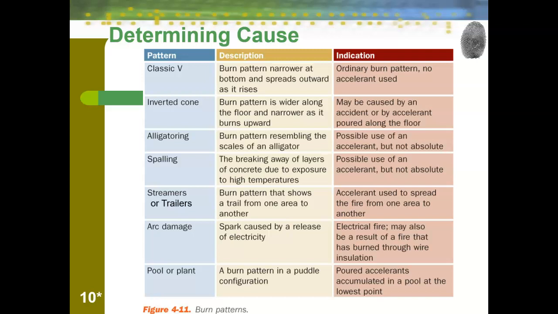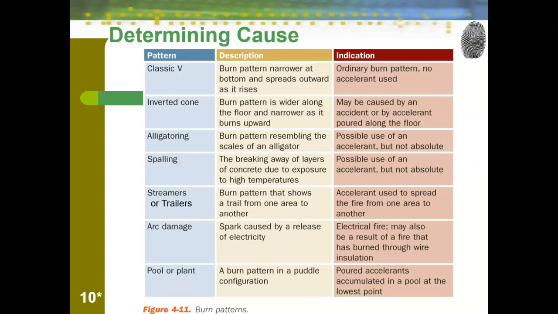Meanwhile, an inverted cone is essentially an upside down classic V, where the burn pattern is wider along the floor and narrow as it burns upward. Now this can be caused by an accident. It does not have to mean an accelerant is used, but it can sometimes mean an accelerant was used because it means you had a large area burning all at one time as opposed to a small area. Again, it could be either.